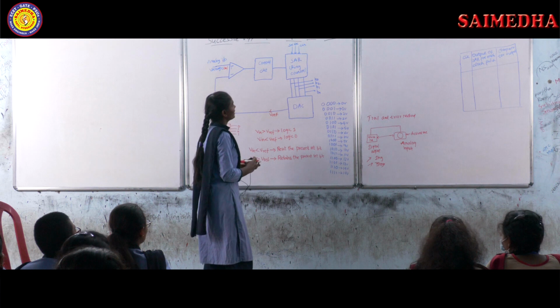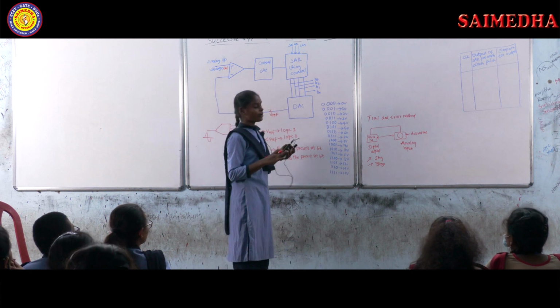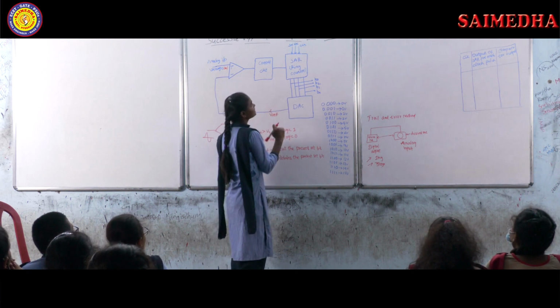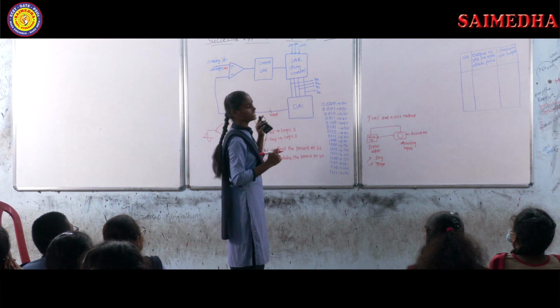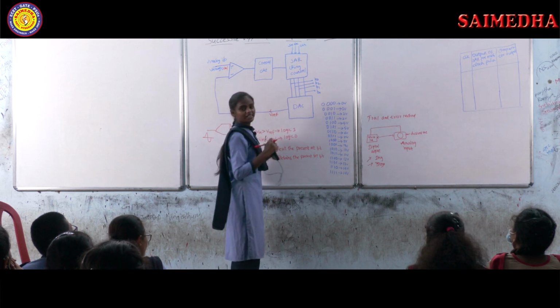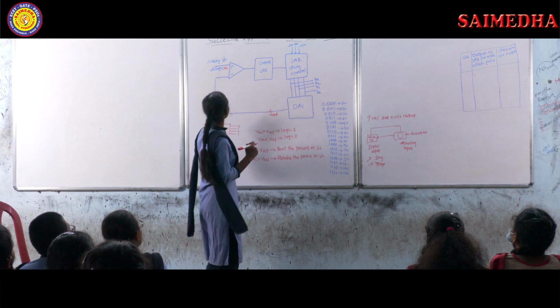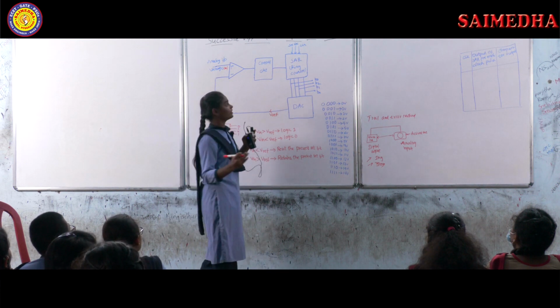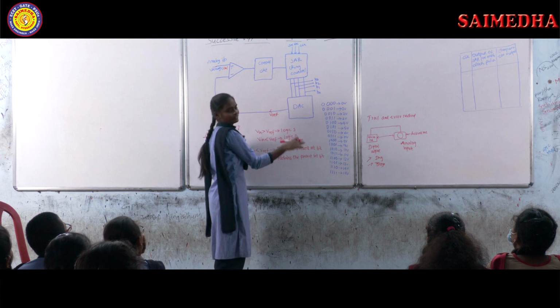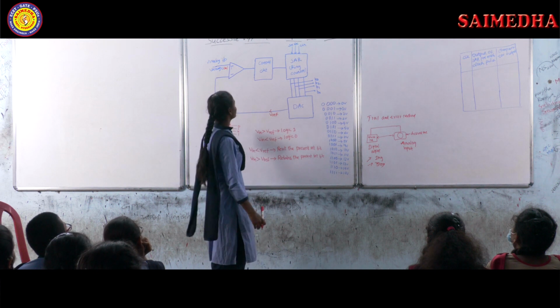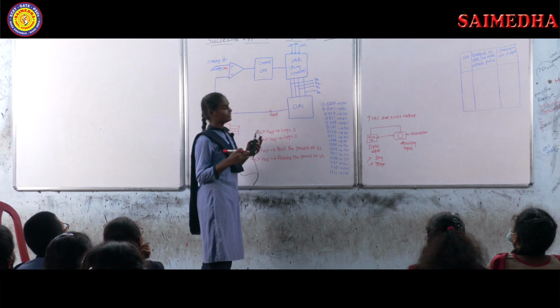And the next block is the SAR, Successive Approximation Register. It contains three inputs: SOC, EOC and clock. SOC means start of conversion. If you want to convert the analog information into digital information, then you give start of conversion. And if you want to end the conversion, then you give end of conversion.